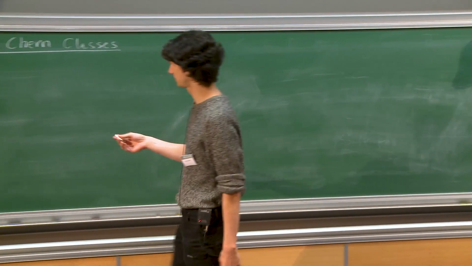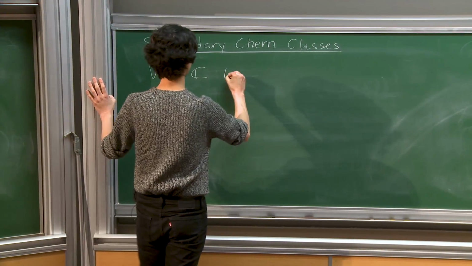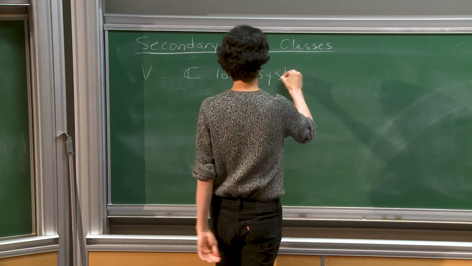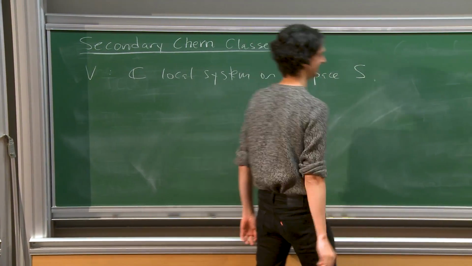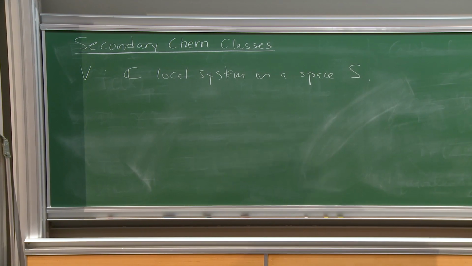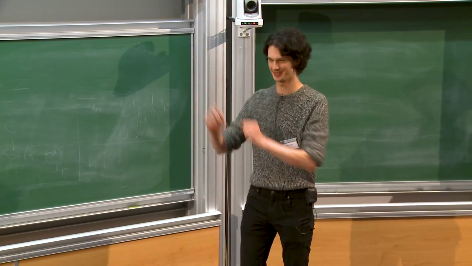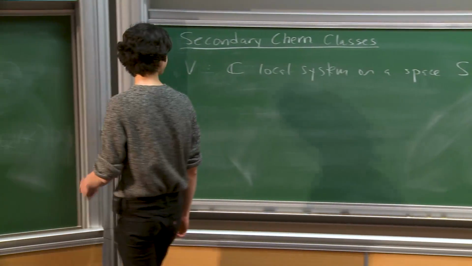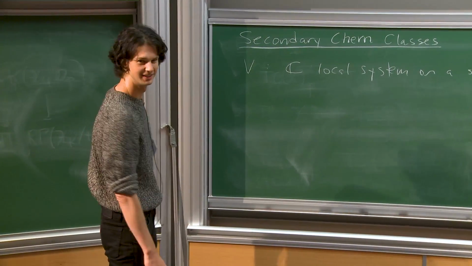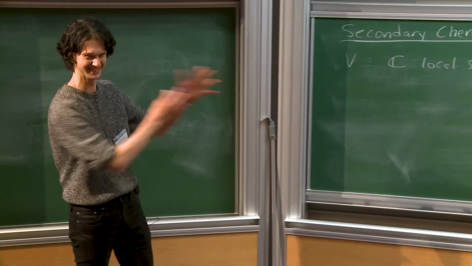So the setup is that V is going to be a complex local system on a space S. Now, you might be asking right now, what is a space? And the answer is it's whatever you want it to be. I promise, whatever you think space means, what I say will be true. As long as you know how to define a local system, I guarantee you that.